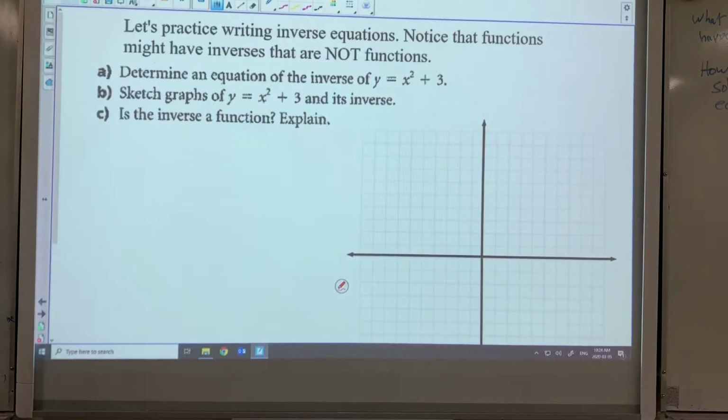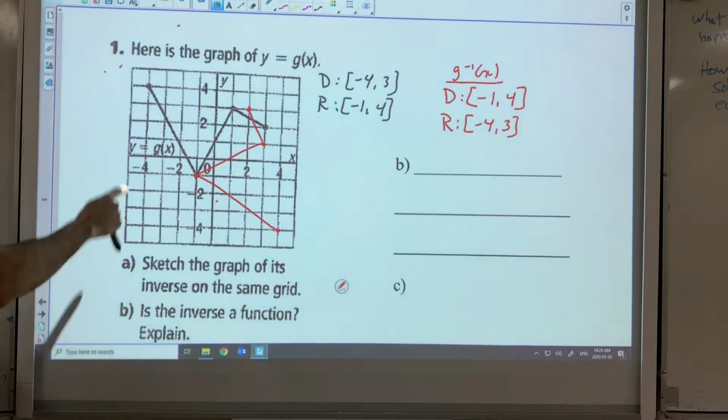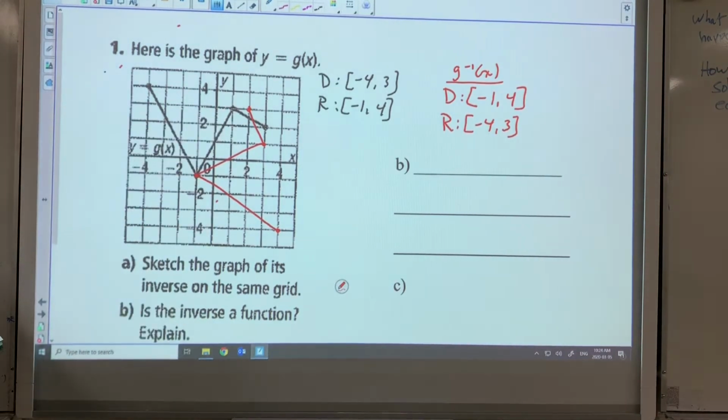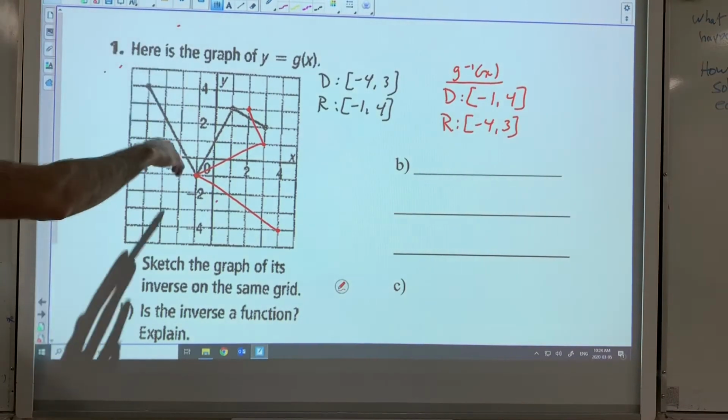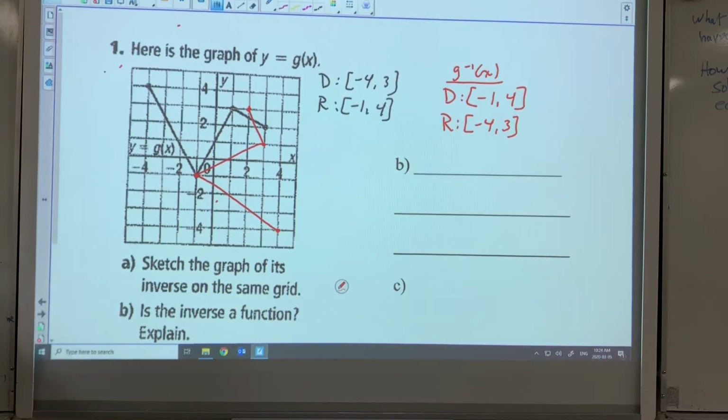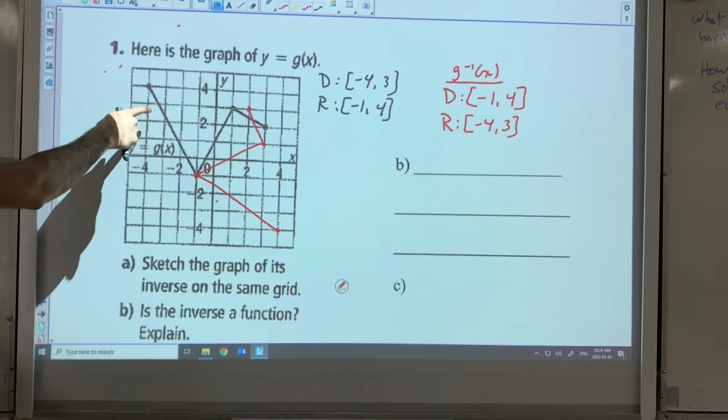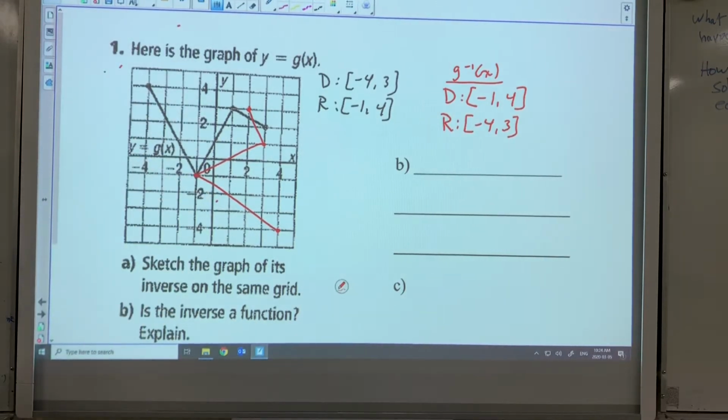Let's talk a little bit about writing inverse equations. We're going to be looking at quadratics right now. Was our original g of x graph here a function? Yeah, it passes the vertical line test. Every x has exactly 1 y. So just because the original is a function doesn't mean the inverse is going to be a function. And we just saw that here.